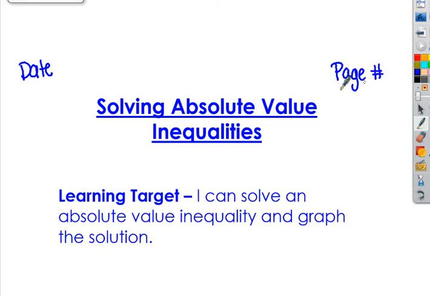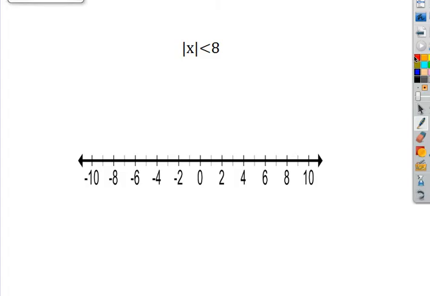So we're adding in our date, page number, title, learning target, and making sure we put that in our table of contents. So what we're doing is we're saying, okay, the distance from 0 this time is less than 8.